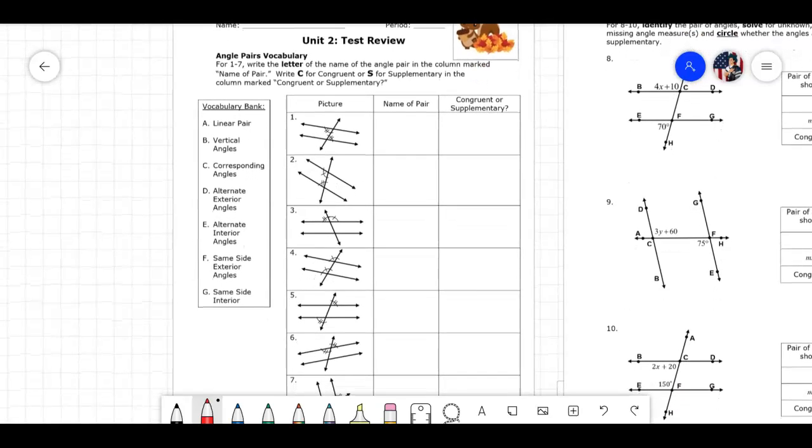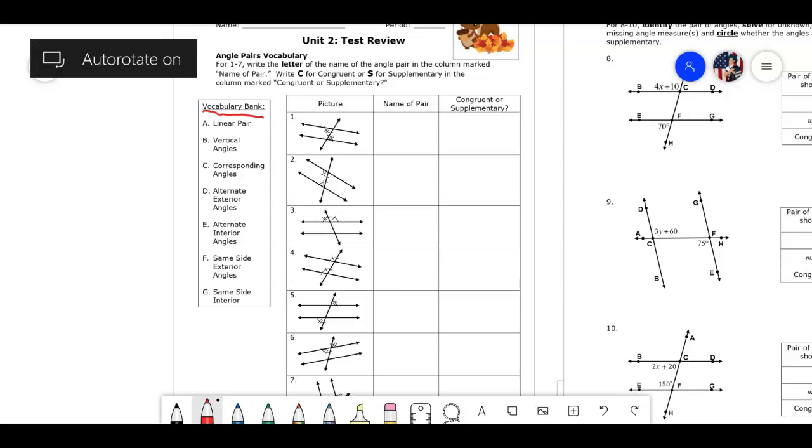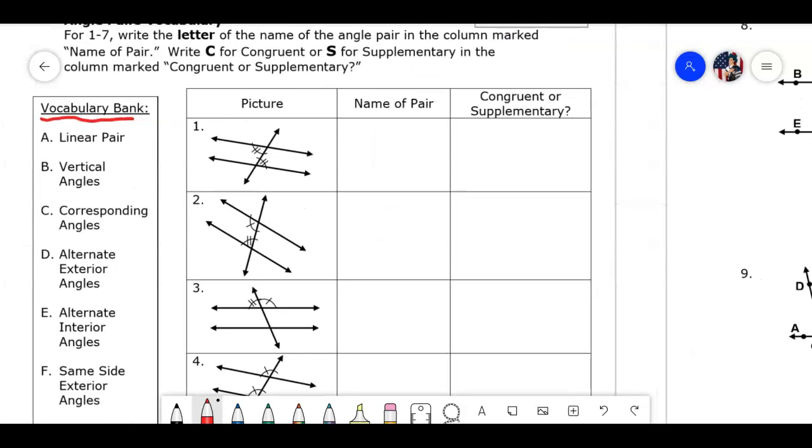All right, let's do this Unit 2 test review. You do have a vocab bank over here off to the left. So we have again a vocabulary bank. So looking at number 1, as you can see, we have the transversal.